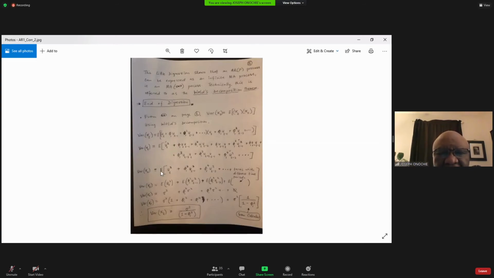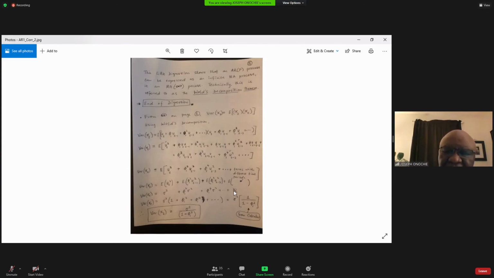So what remains is the expected value of ut squared, ut minus 1 squared, phi 1 ut minus 2 squared, and so on. I collect all the terms that are ut squared, or ut minus 1 squared, or ut minus 2 squared. But every term with different time periods will cancel out when we take expectation. They will become zero, okay?